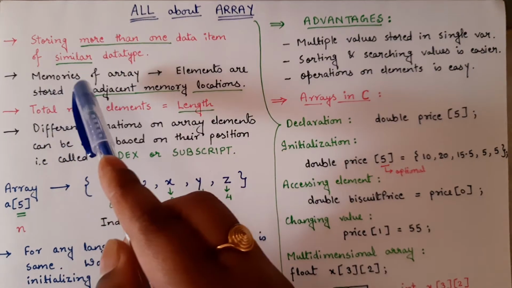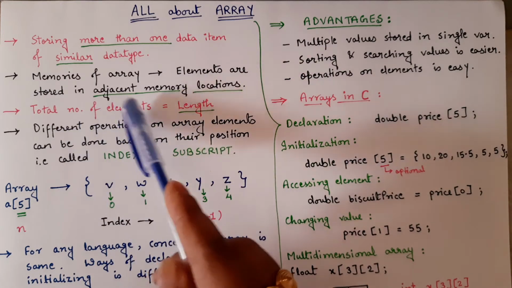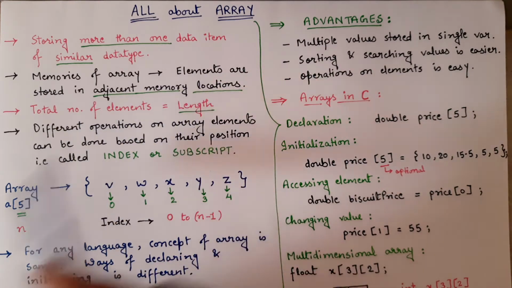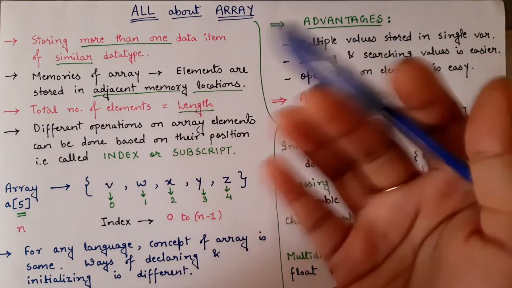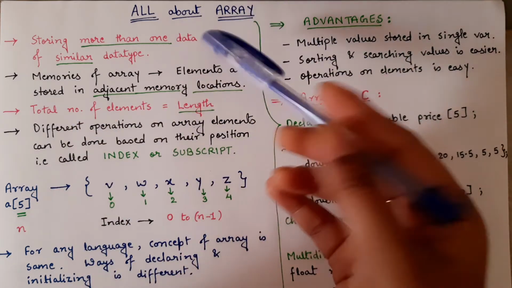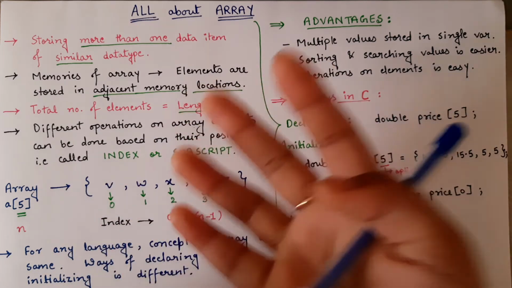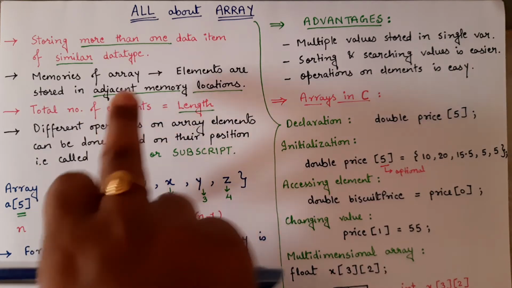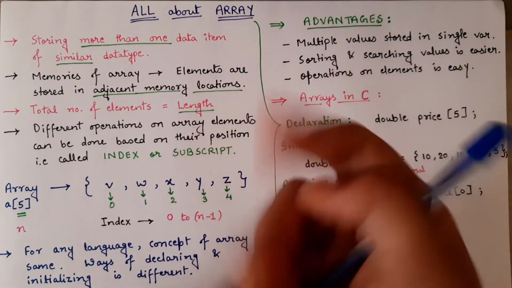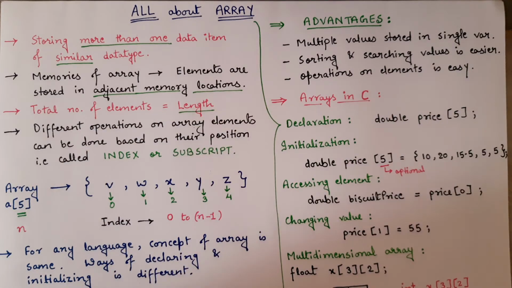Now if we talk about the memory of array, elements are stored in adjacent memory locations. You must be knowing about computer memory, right? In array, no matter how many items we are storing, let it be 5 or 10 or 100, they are always stored in adjacent memory locations. Adjacent memory locations means continuous memory locations.